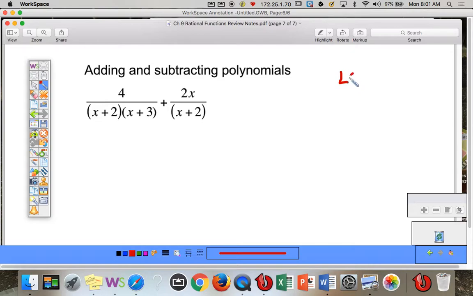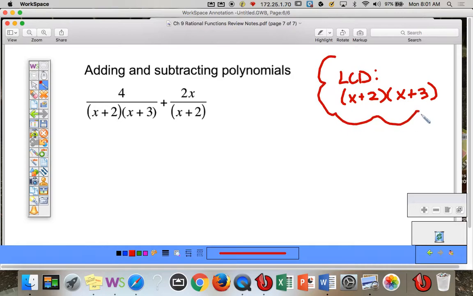Next step is find the lowest common denominator, which is everything on the bottom, unless something repeats. So we have an x plus 2, we have an x plus 3, but the x plus 2 repeats. So here's your LCD. This is the goal. You want this on the bottom of both fractions, and it's already on the bottom of the first one. So the second one we're going to multiply by an x plus 3 over x plus 3, because it's missing that on the bottom. Now that you have the LCD on the bottom, you're done with the bottom till the last step. We're going to look at just the top.